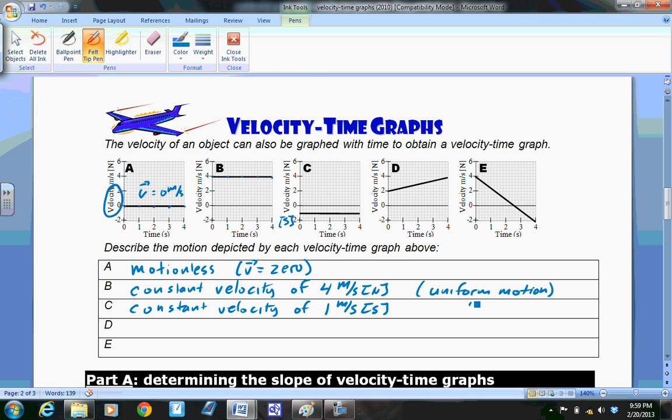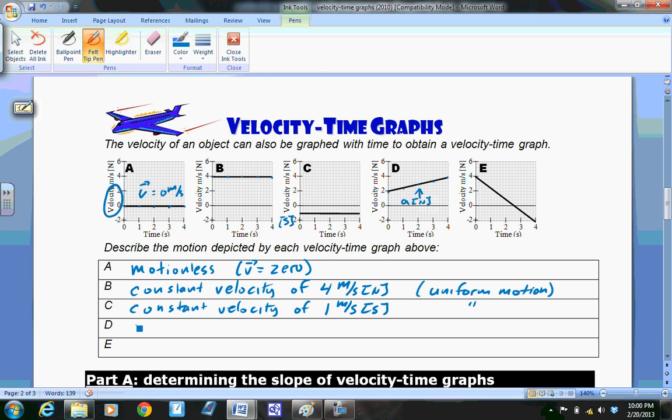D and E are a little bit different because here you can see that the velocity is not constant, it's actually changing. For D, initially it has a velocity of 2 meters per second north, and then very quickly it has a velocity of about 2.5 meters per second north, 3 meters per second, 3.5, and finally 4 meters per second north. So my velocity is becoming more northward. We say that we've got an increase in the velocity. An increase in velocity is called acceleration. So here I have an acceleration northward. We're increasing our velocity towards the north.